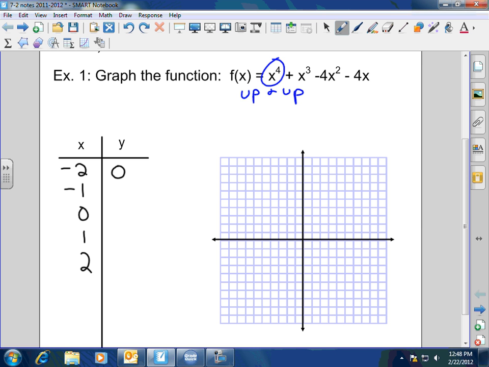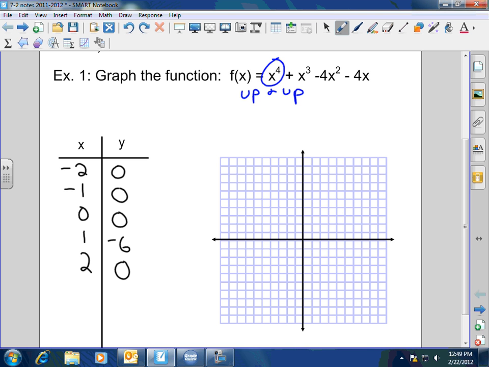When x is negative 2, y is 0. When x is negative 1, y is 0. When x is 0, y is 0. When x is 1, y is negative 6. And when x is 2, y is 0. Now, of course, this is not, by any stretch of the imagination, enough points to really have a detailed, accurate graph. But this is what we do. We found a bunch of zeros, a bunch of ordered pairs. So let's go ahead and graph these.